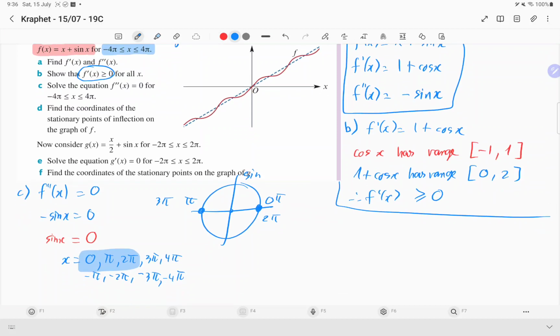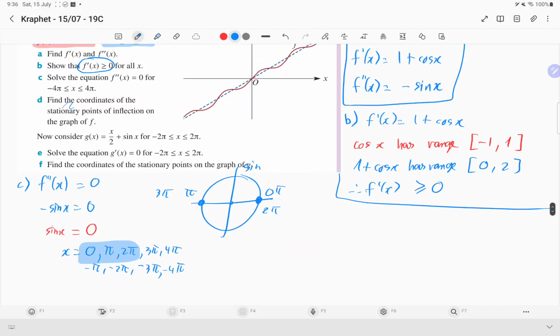Next is find the coordinates of the stationary points of inflection. Stationary points, but also inflection points. What are the coordinates of the inflection points? Like all those points there? Yes, correct. These ones are all x coordinates of the points of inflection. Some of them may not be stationary points, right? But this is a point of inflection because the second derivative is equal to 0.